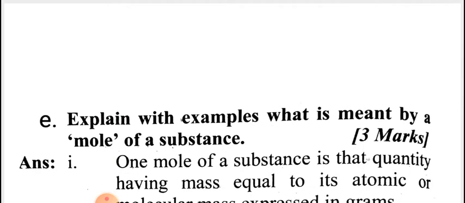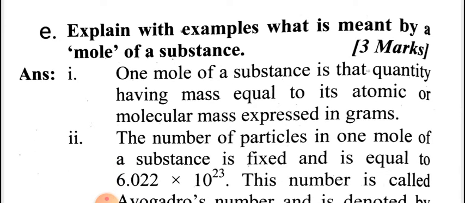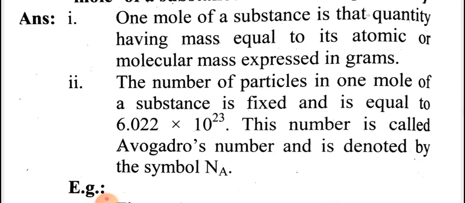Explain with an example what is meant by mole of a substance. 1 mole of a substance is that quantity having mass equal to its atomic or molecular mass expressed in grams. The number of particles in 1 mole of a substance is fixed and is equal to 6.022 into 10 to the power of 23. This number is called Avogadro's number and is denoted by the symbol Na.